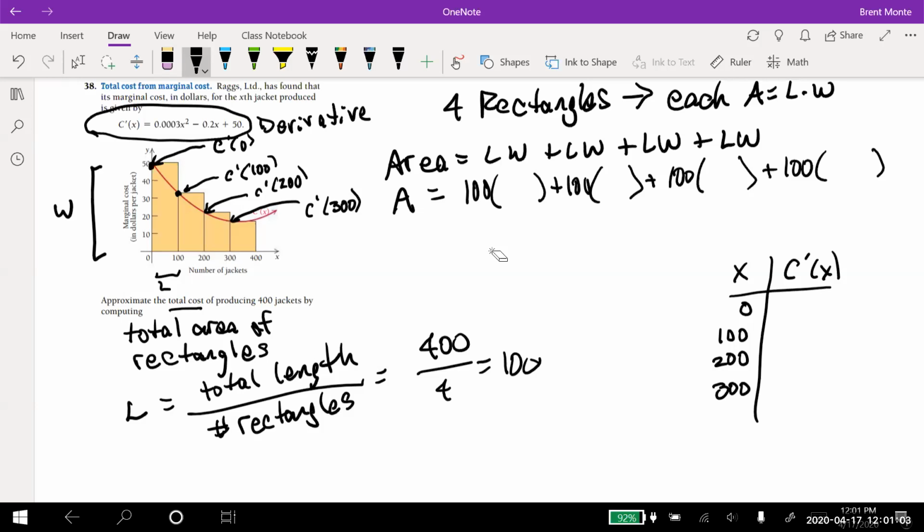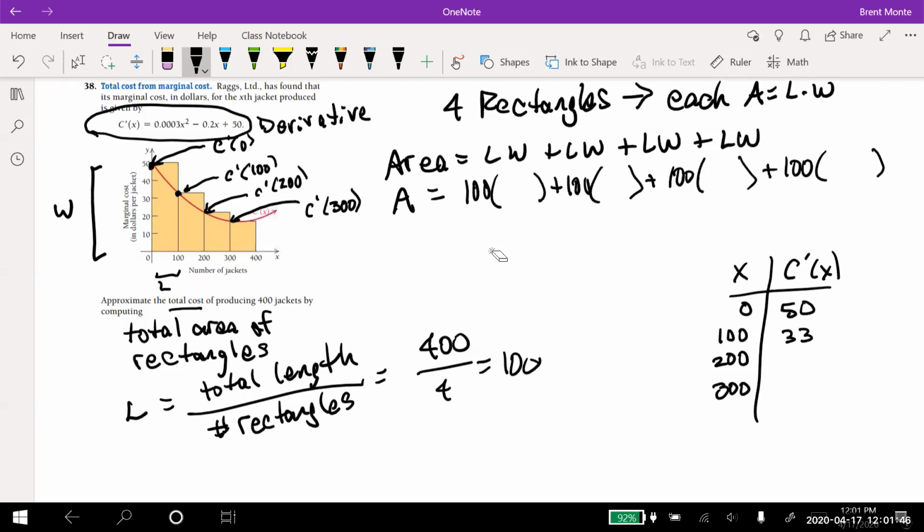But let's find these. I'm just plugging these into my calculator. With the 0, everything that has an x goes away, so the only thing that doesn't is that 50. But now I'm going to go in here and do 0.0003 times 100 squared minus 0.2 times 100 plus 50. I get 33. Now, the good thing is it's less. We see that it should be less, and it looks like about 33 from the picture, so I have a good feeling that I plugged all of that in correctly.